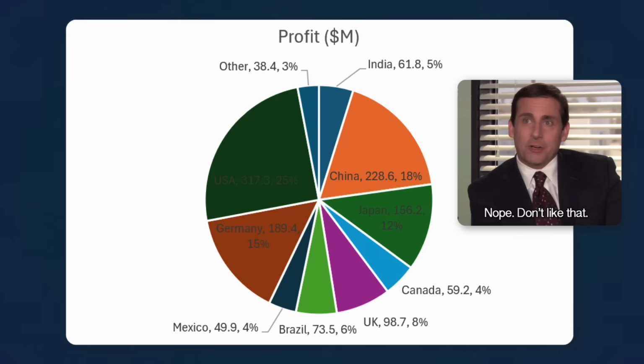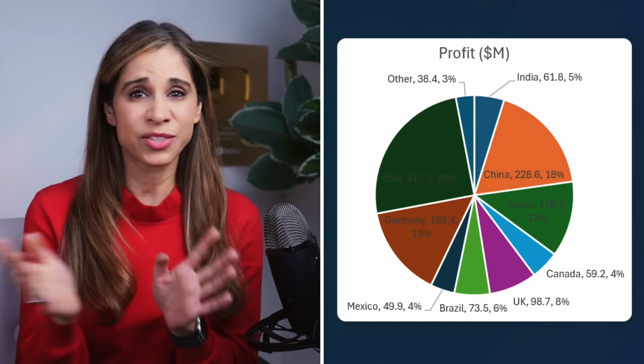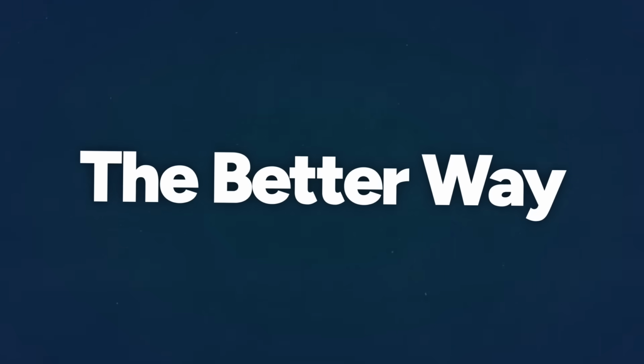Even if your boss asks for a pie chart, do them a favor and don't send them this. Send them this instead. It's readable, professional, and it auto-sorts dynamically. Now, pies are fine if you have 2 or 3 slices, but the moment you have this many, it's just the wrong tool for the job. Let me show you how the better way works.